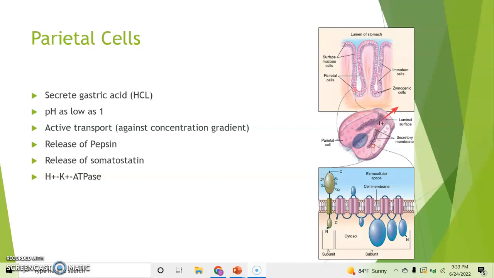Part of the process of this pump is that chloride ions follow the electrical gradient created by the hydrogen ions into the lumen of the stomach, which is where you get the hydrochloride or hydrochloric acid in the stomach.